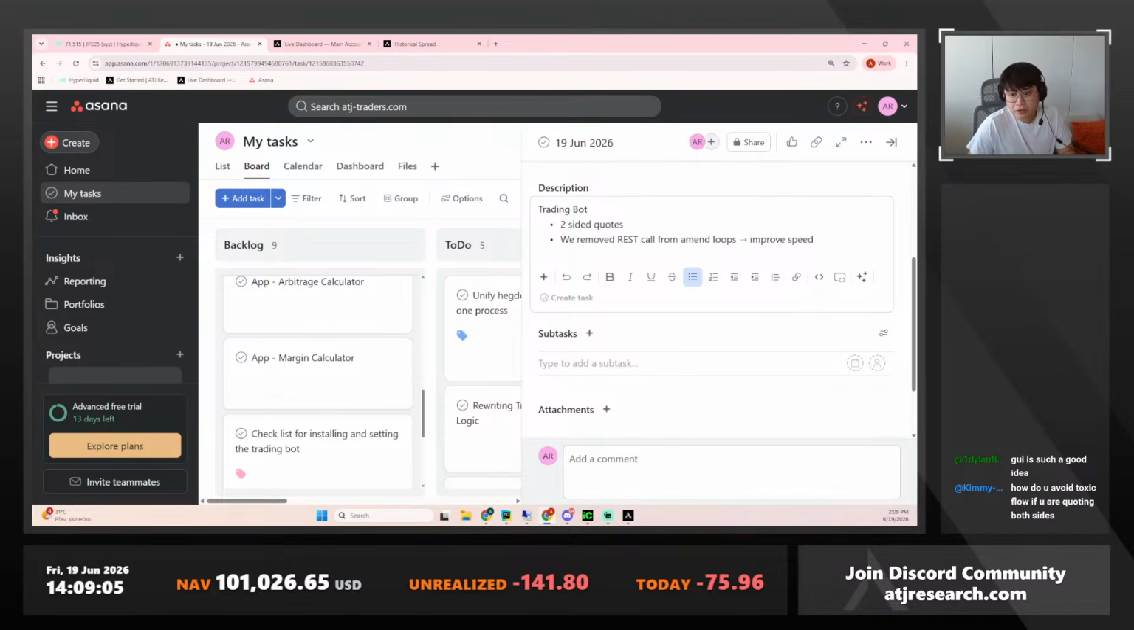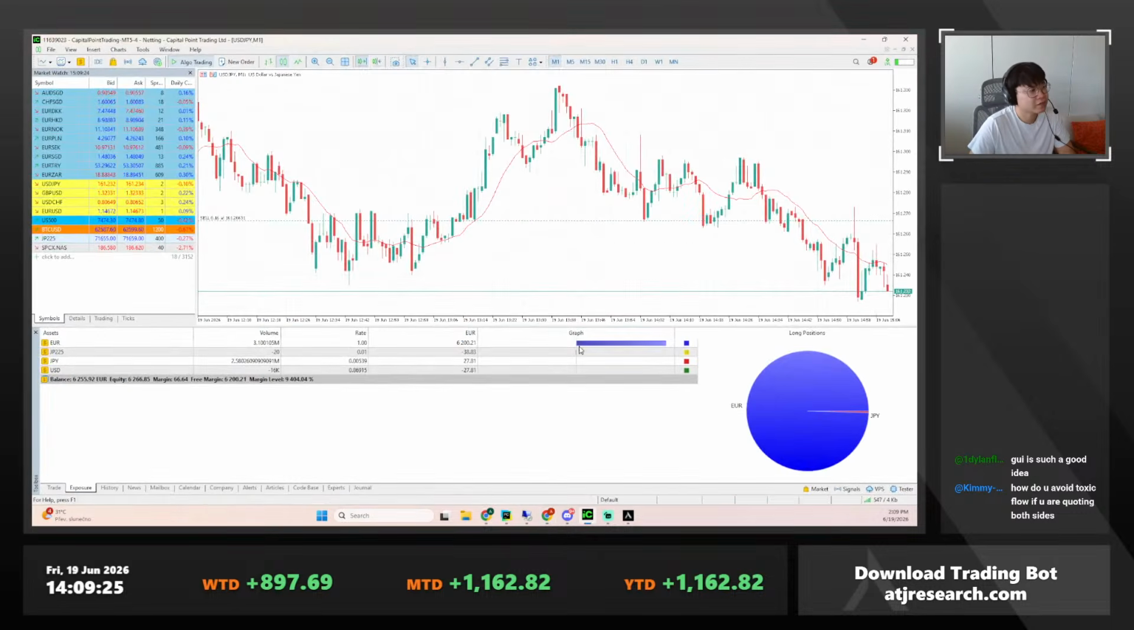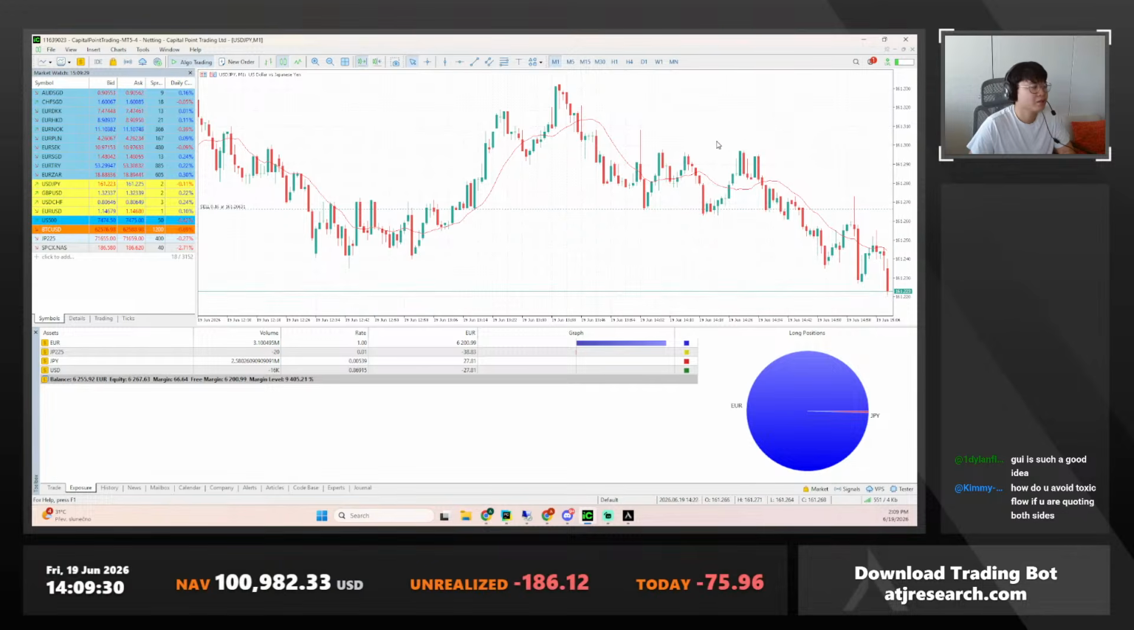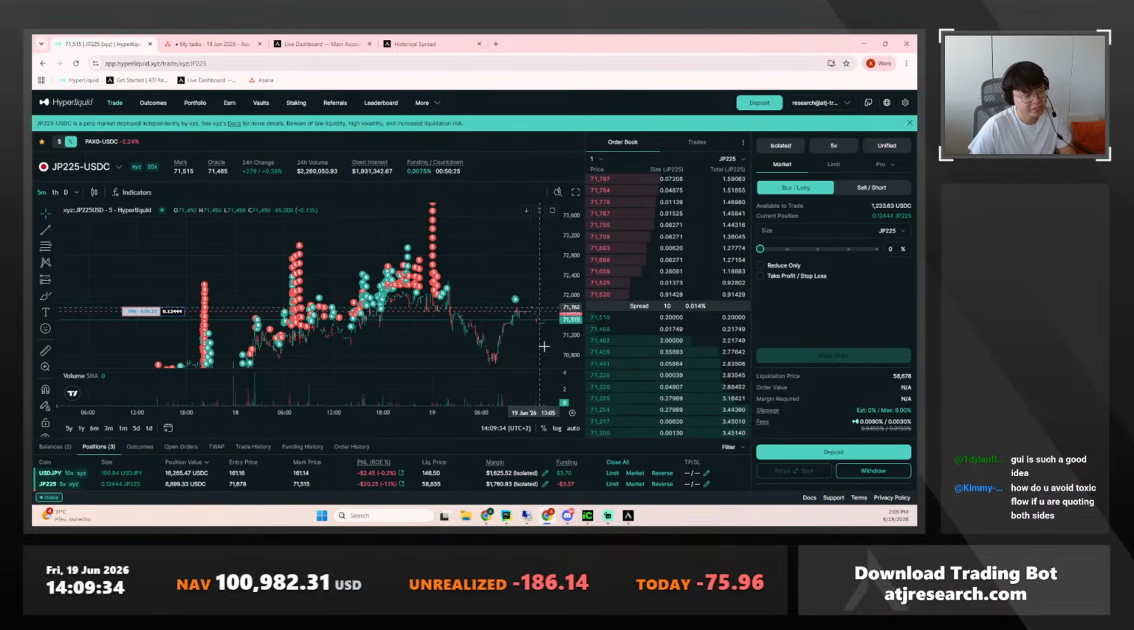How do you avoid toxic flow if you are quoting both sides? Well, first of all, you have to define what toxic flow is. And in this case, even if I quote two sides and just go buy and sell, I don't believe it would be classified as toxic flow on the broker side. This is something CFD brokers don't like, because most of the time you're trying to exploit their pricing. But in our case, we're just doing normal arbitrage trading on Hyperliquid, which is just an exchange. So there can't be any type of toxic flow here.